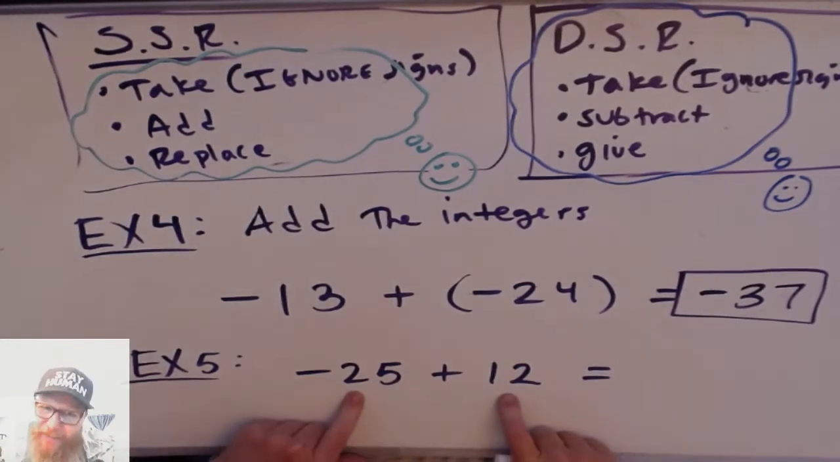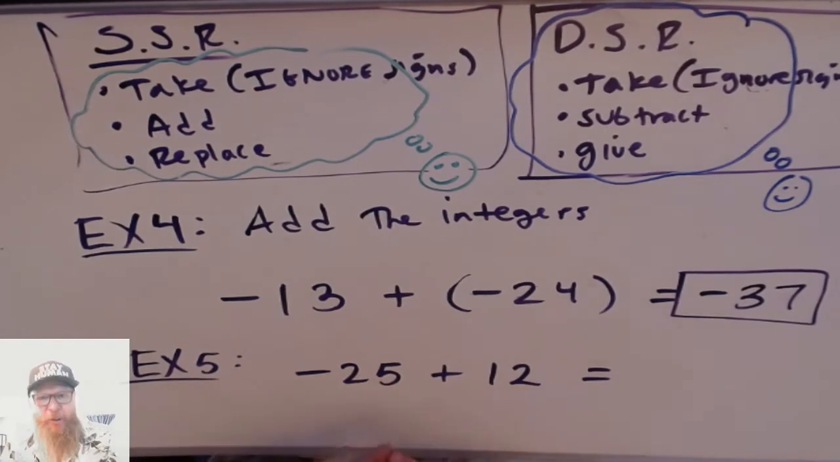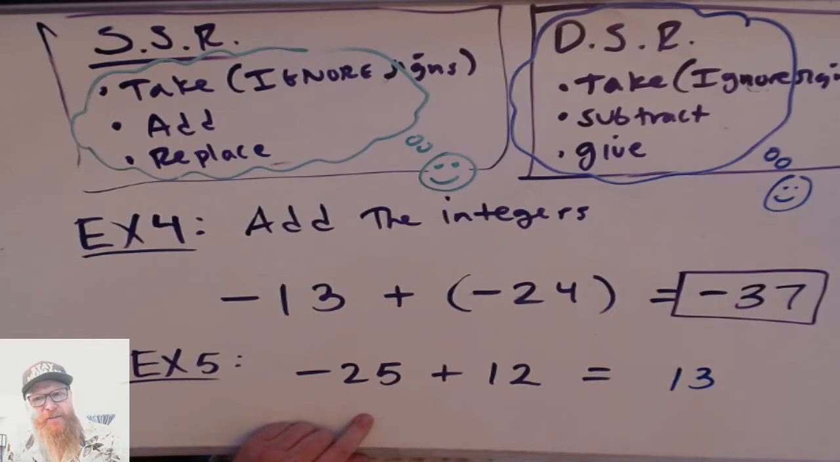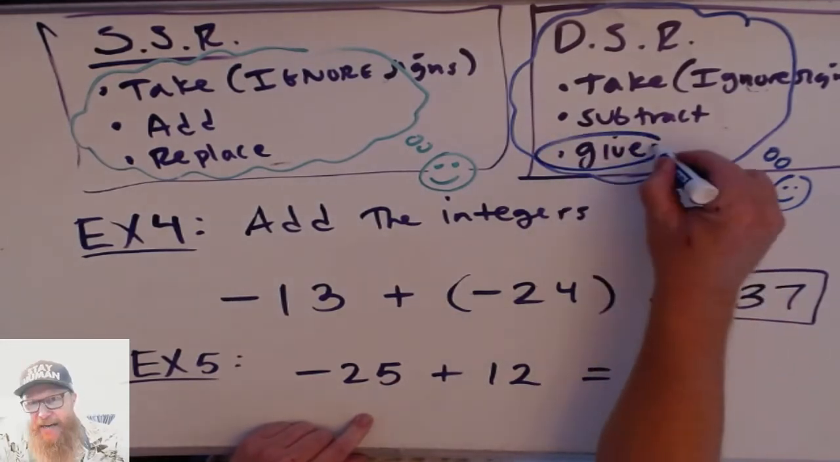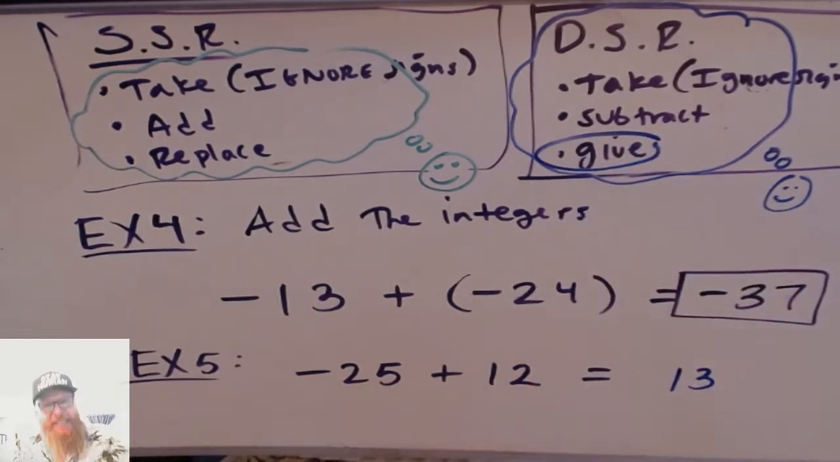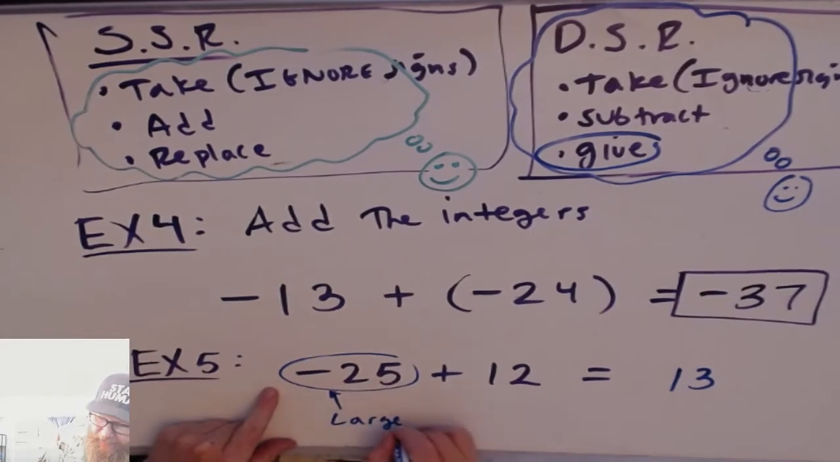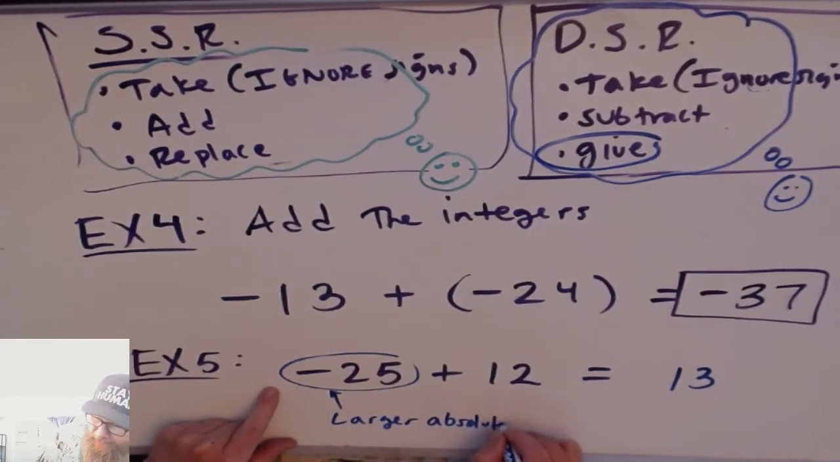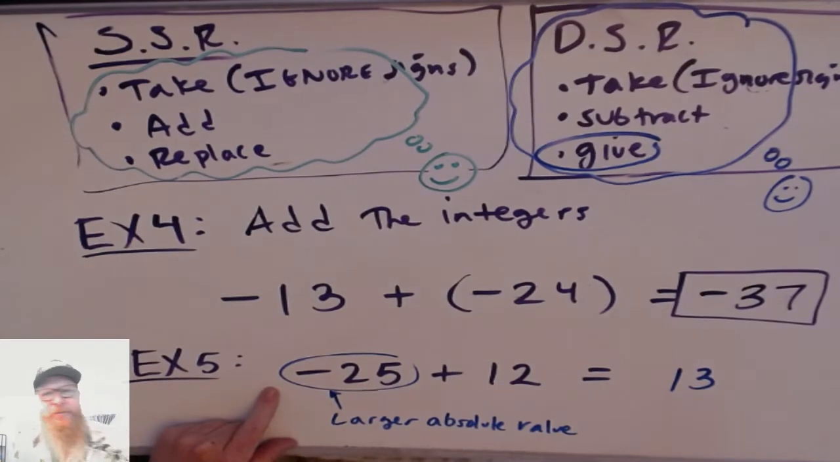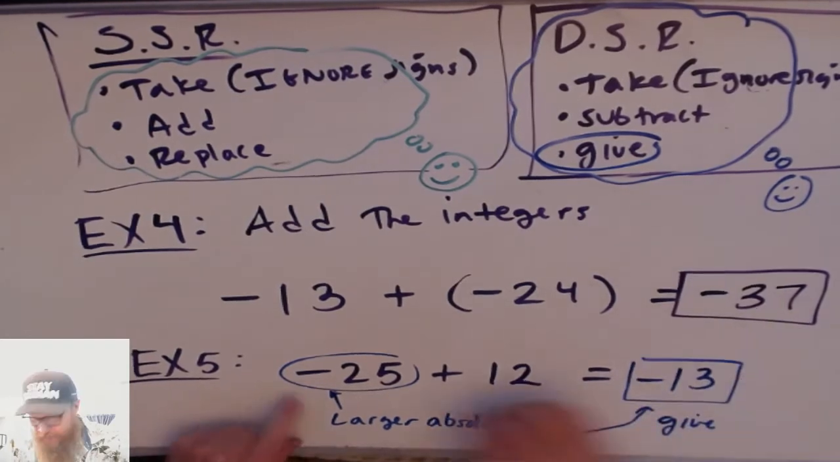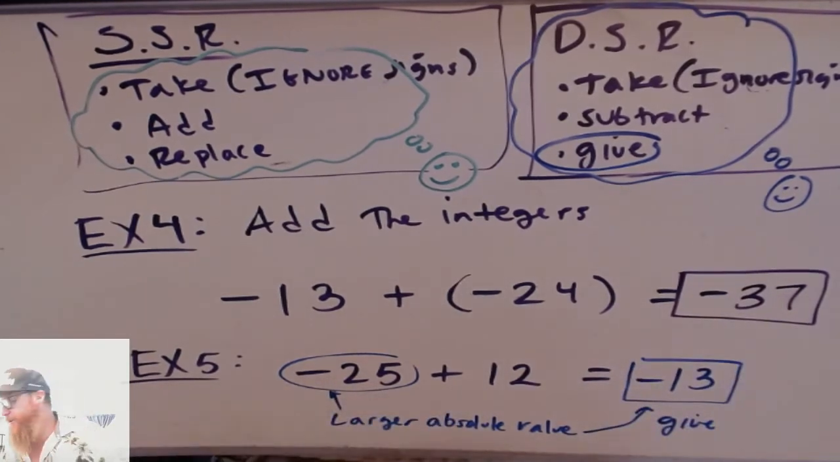Right, if it's positive, it just stays the same. Now subtract. 25 minus 12 is 13. And then give. Whichever one of these has a larger absolute value, 25 has a larger absolute value. Yeah, the absolute value of negative 25 is 25. So you're going to give your answer the sign of whichever one was larger.